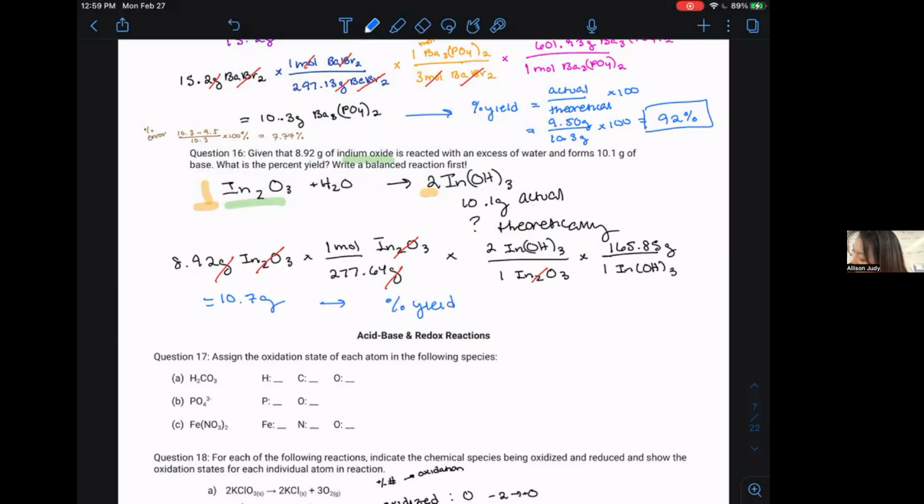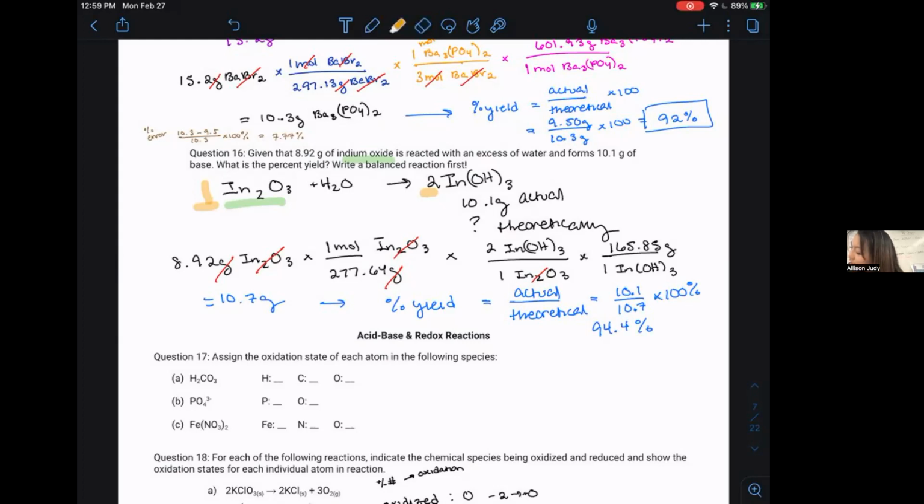So what we would say is it's equal to actual over theoretical, which is then equal to 10.1 all over 10.7 times 100, which gives us a value of what? 94.3%. 94.4%.